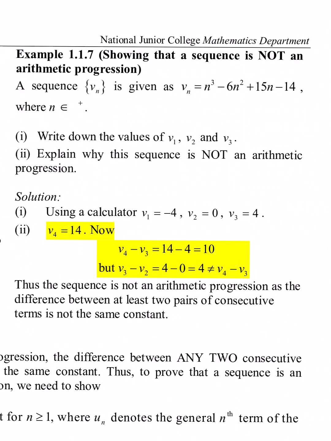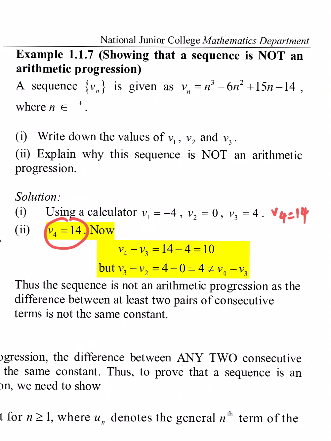So what do I mean by a counterexample? We have already found the first term, the second term, the third term, and we also observe that the fourth term of this sequence is 14. So one look at it, V4 is equal to 14. You can see that there is no fixed common difference between the four terms.